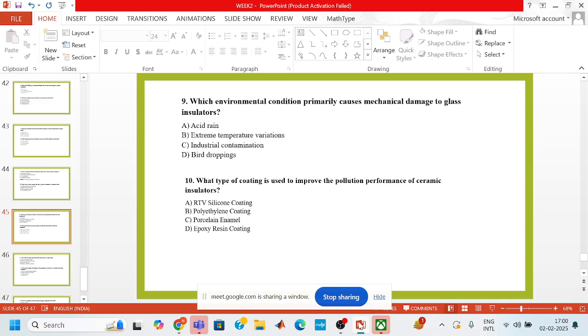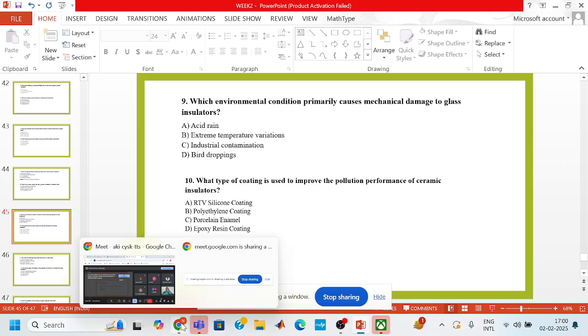Which environmental condition primarily causes mechanical damage to glass insulators? First is acid rain, second is extreme temperature variation, third is industrial contamination, fourth is bird droppings. Extreme temperature variations. Okay, anyone else?